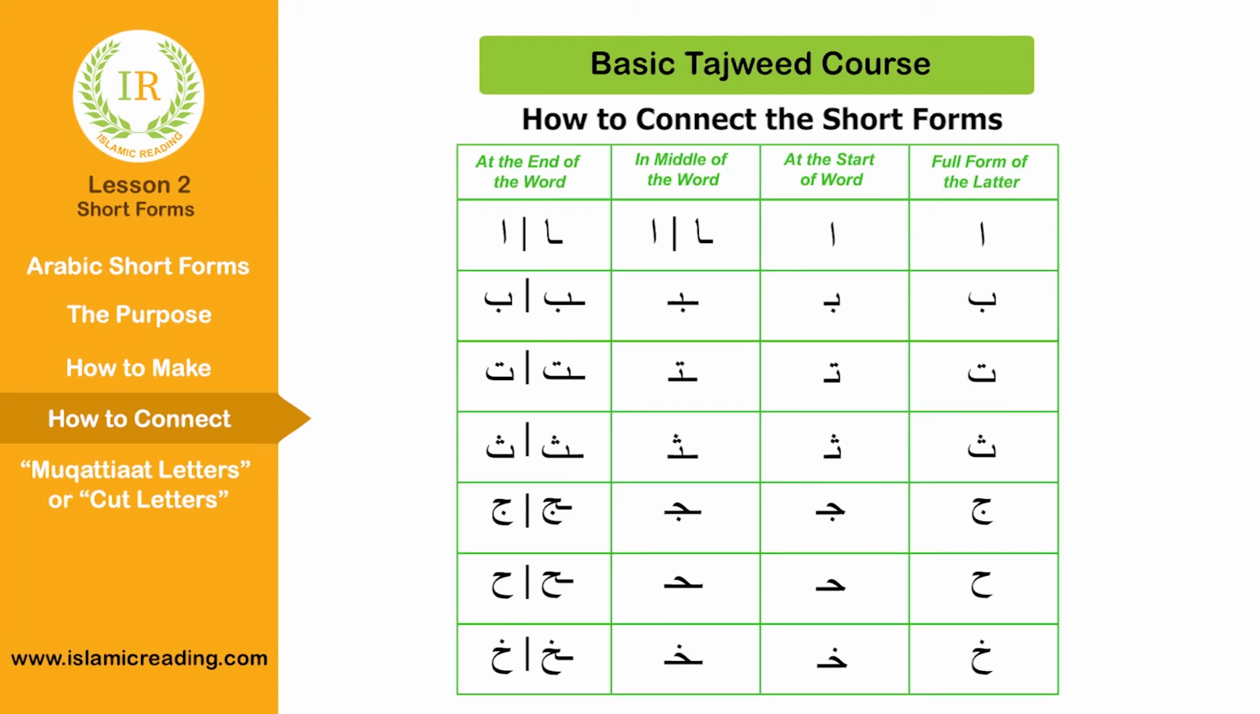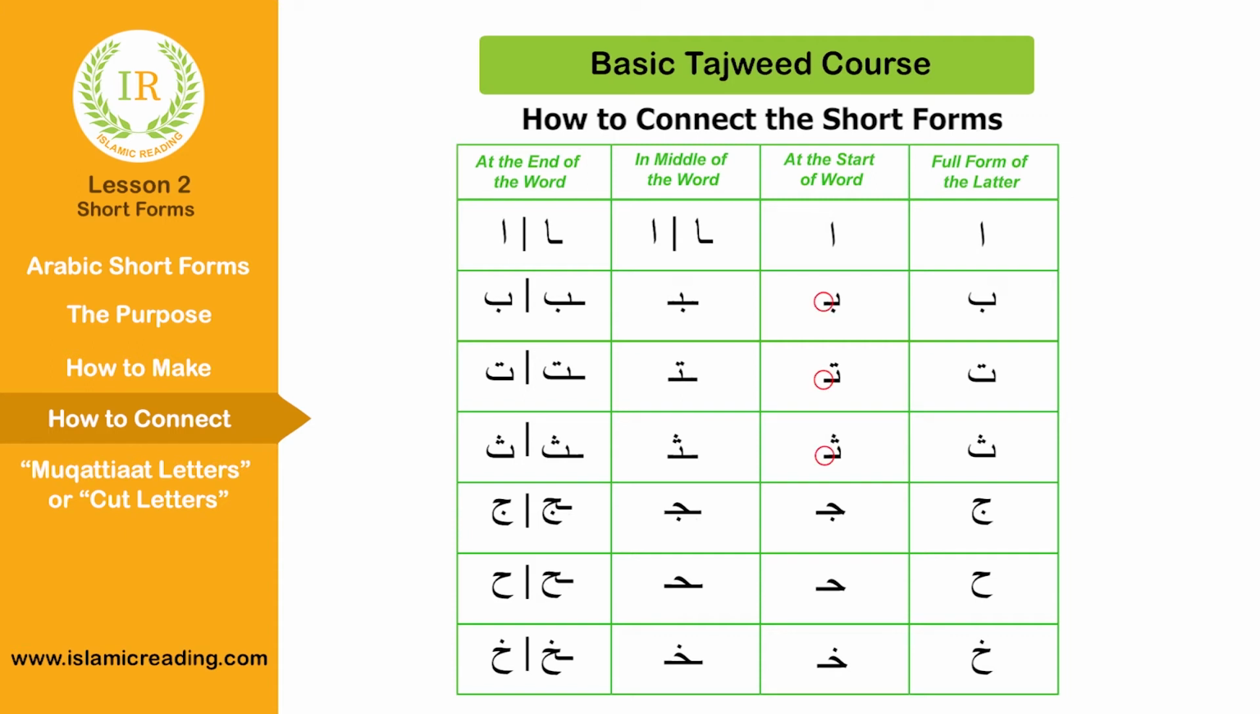Because ba, ta, and sa share a common shape even in their short forms, the addition of a small connecting line will also follow the same rule in these three letters. For example, if we want to connect a letter on the left side of these three letters, we'll add a small connecting line on the left side of this short form.